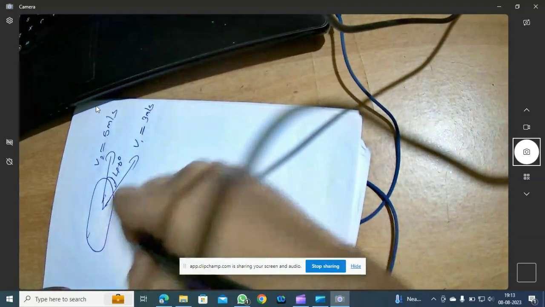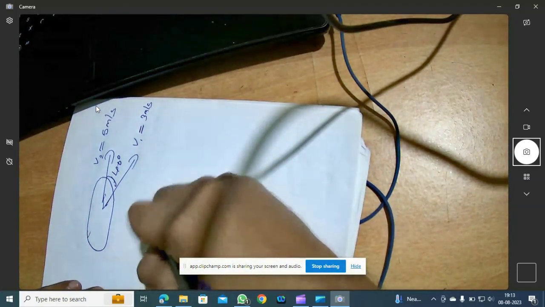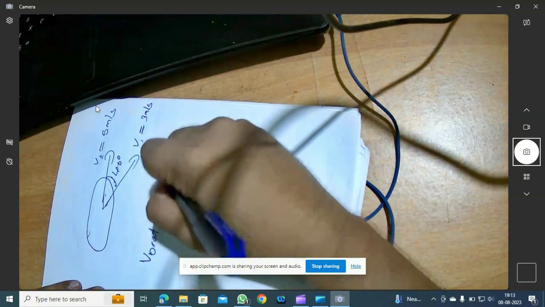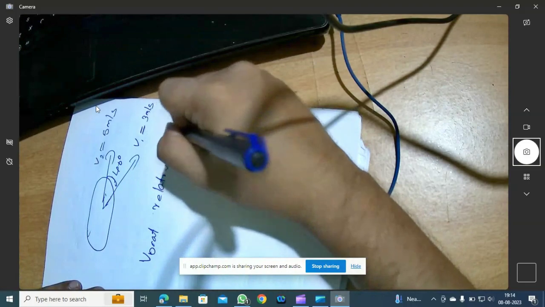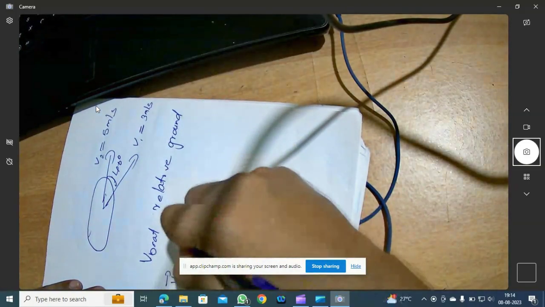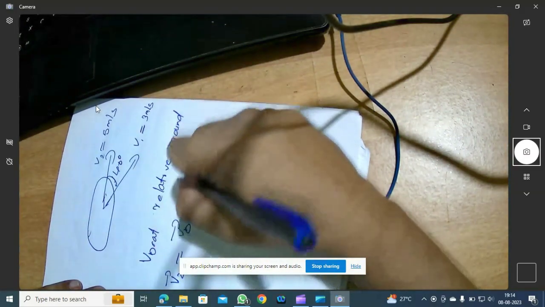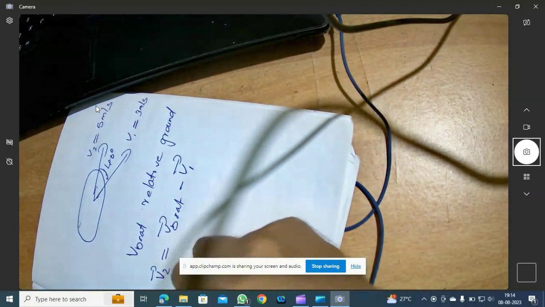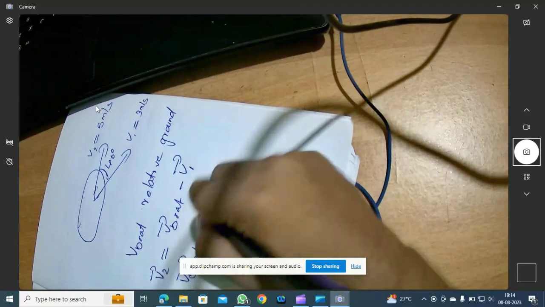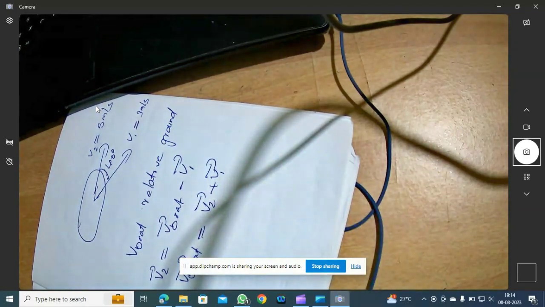So let v boat be the velocity of the boat relative to the ground. Then what is V2? V2 equals the velocity of the boat relative to the ground minus the velocity of water. Okay, so what will be the velocity of the boat? The velocity of the boat vector equals V2 plus V1.